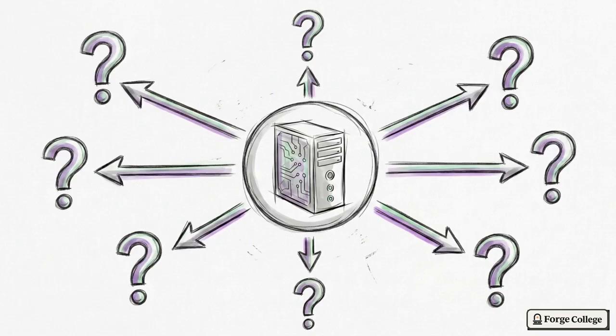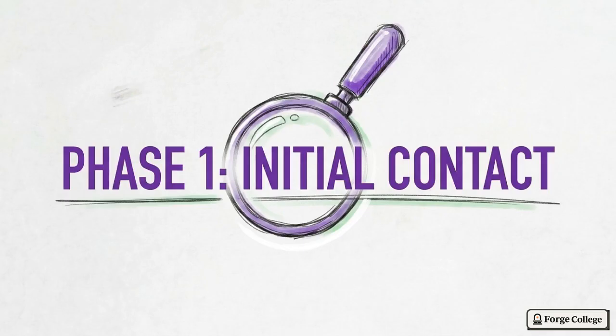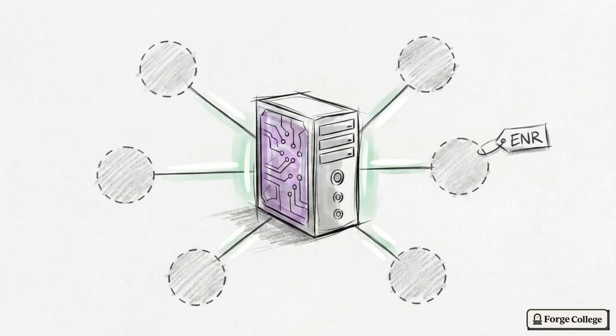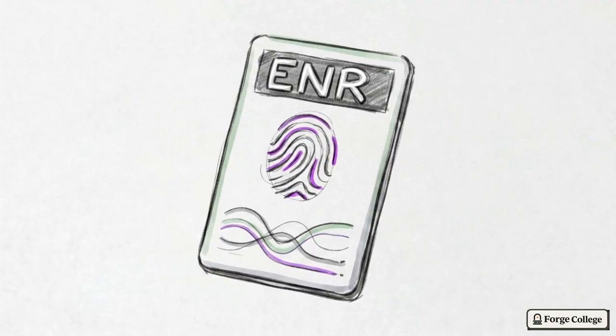Before any of that data can flow, a computer joining the network has to figure out who else is out there. This first step is a process called peer discovery. A new computer, which we call a node, sends out tiny digital pings to find candidates it can talk to. These candidates are identified by an Ethereum node record, or ENR. You can think of an ENR as a digital business card that holds a node's basic contact information.